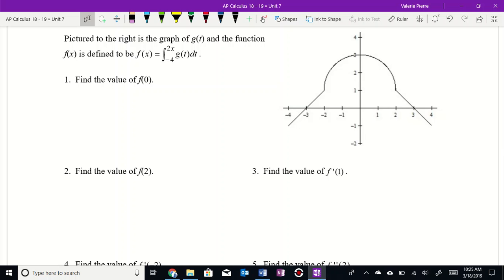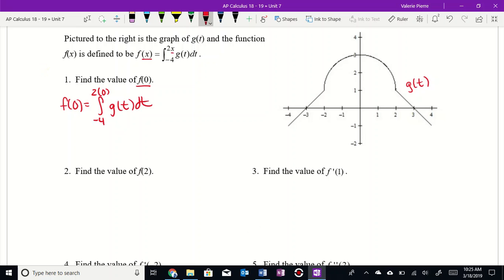Okay, so now we're going to look at the picture to the right, that's the graph of g of t. The function f of x is defined to be f of x equals the definite integral from -4 to 2x of g of t dt. First thing we want to know is the value of f of 0. So f of 0 will be equal to the definite integral from -4 to 2 times 0 of g of t dt. I will plug in 0 every time we see x, because it's f of 0.